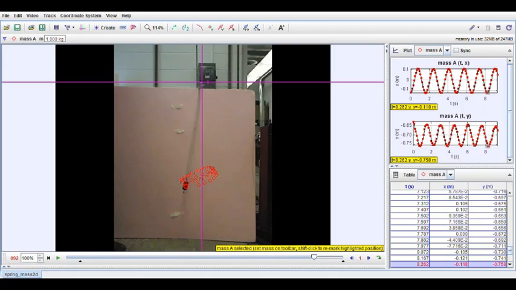Here is the video in Tracker. In the top right are the position versus time graphs for the X component and the Y component, and in the bottom right is all the data from those graphs.